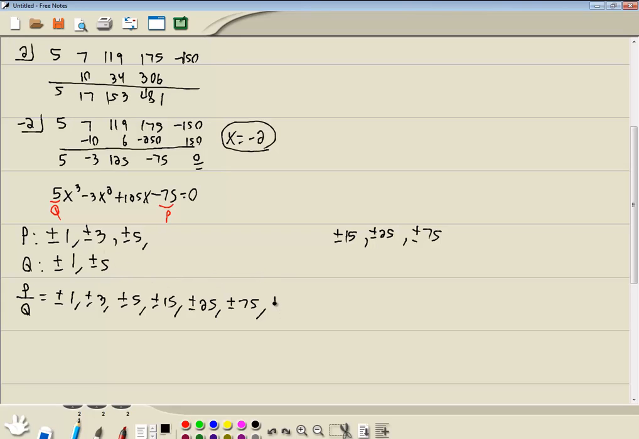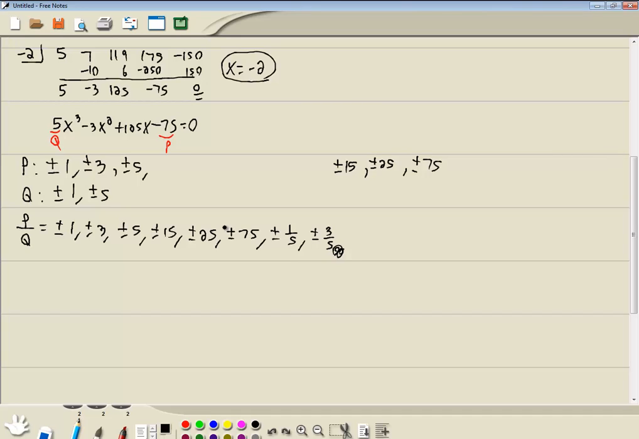So 1 over 5, that's 1/5. 3 over 5, 3/5. 5 over 5 is 1, we got that. 15 over 5 is 3, we got that. 25 over 5 is 5, we got that. And 75 over 5 is 15, which we got that too. So those are our possible answers.